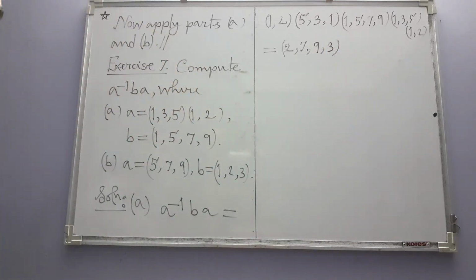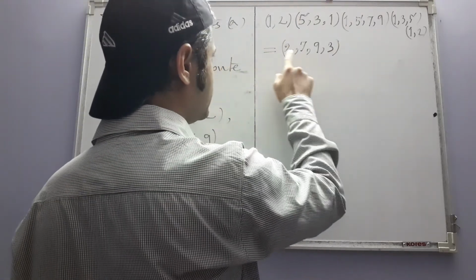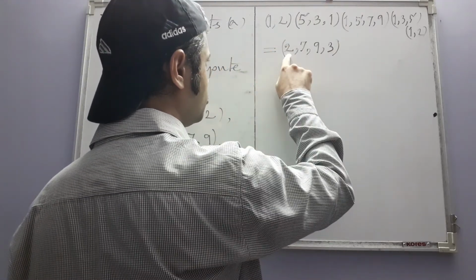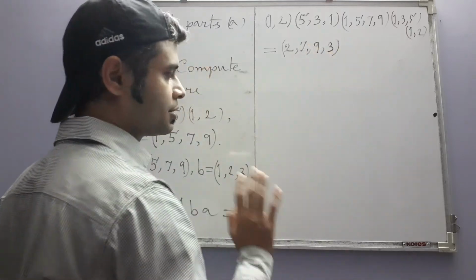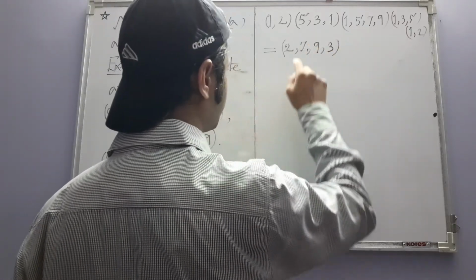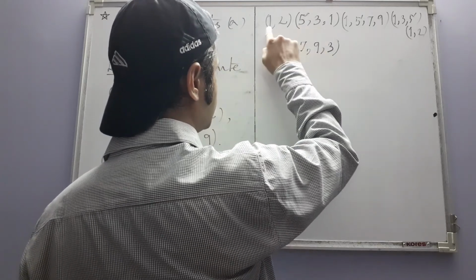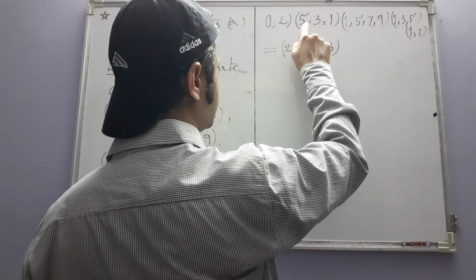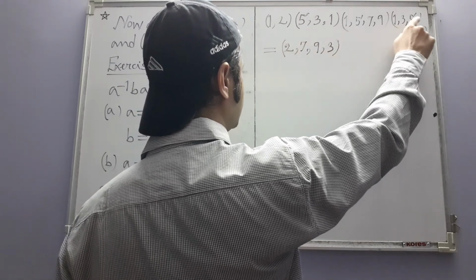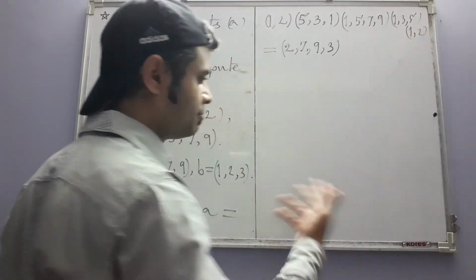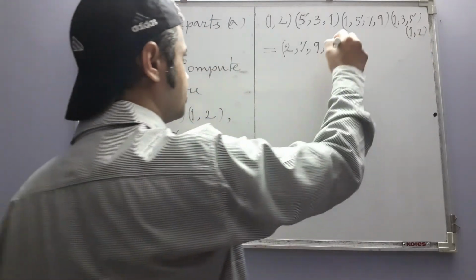Now, is there anything else? 1 we have already seen, 1 does not change. 2, 3, 7, 9, 5 we haven't seen. Okay, so let us see 5. What happens to 5? This one does not have 5, this one changes 5 to 3, and then this one does not have 3, and then that 3 goes back to 5. So 5 goes to 5, 5 is unchanged. So this is the answer.